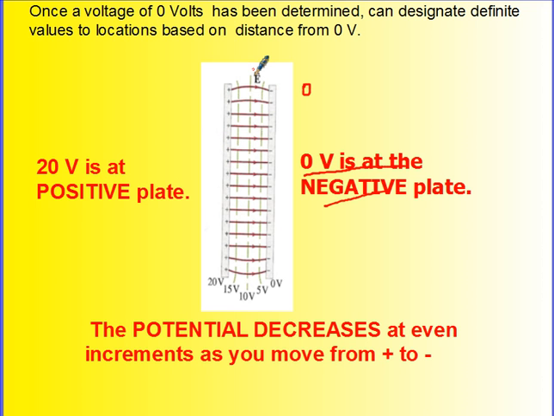Now, throughout here at any given point, you can see V equals ED. So the voltage increases. The electric field stays the same, but what changes is the distance you're moving. So if I were right here, the voltage would be the electric field times this distance. If I were right here, it would be the electric field times this distance.